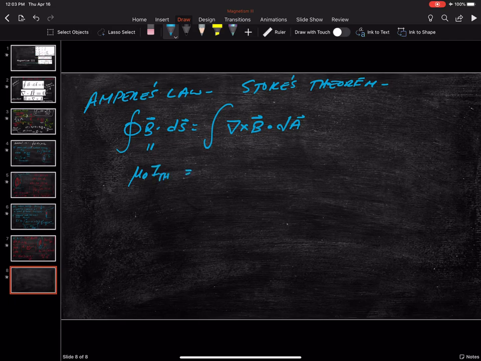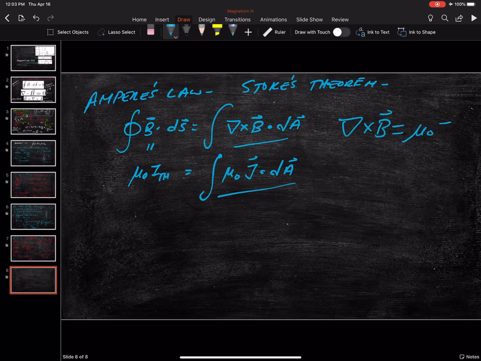But we've just seen that this is the same as the integral of mu naught J dot dA. And so if these two integrals are supposed to be equal to each other no matter what our area is, that tells us that the integrands have to be equal to each other. And so this is another way of writing Ampere's law. And this is very nice. If you know what B is, you can use that to figure out what J is, and so on. And so you just have to work out the curl.